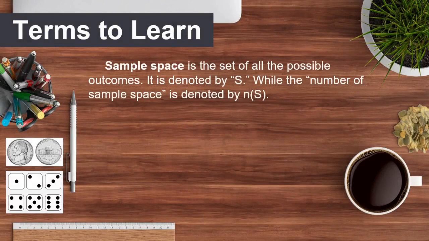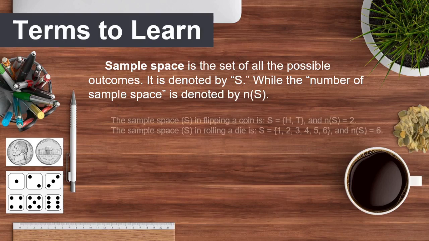Okay? The sample space. So sample space is simply the set of all the possible outcomes. So all we have to do is list down all the possible outcomes. So we write it down. We denote it by a capital S or a big letter S. And if we want to write down the total number of the sample space, then we denote it by n(S). So in our example, in flipping a coin, we have 2. The number of possible outcomes is 2.